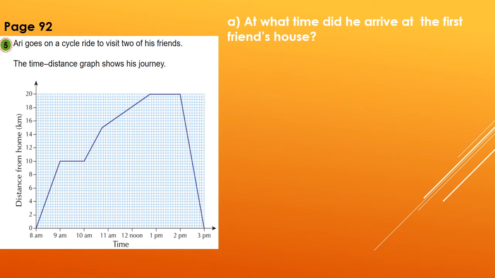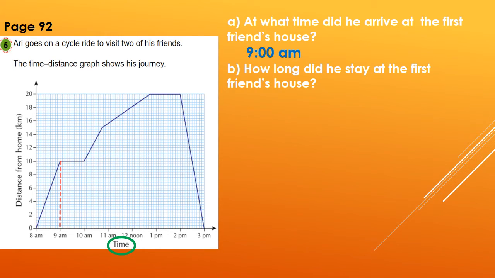At what time did he arrive at the first friend's house? As I mentioned before, the horizontal axis is the time, and they are asking about the time. He reached his friend's house at this point, which means at 9 a.m. How long did he stay at the first friend's house? He arrived at 9, and the horizontal line here was till 10. This means he stayed at his friend's house for 1 hour, from 9 a.m. to 10 a.m.